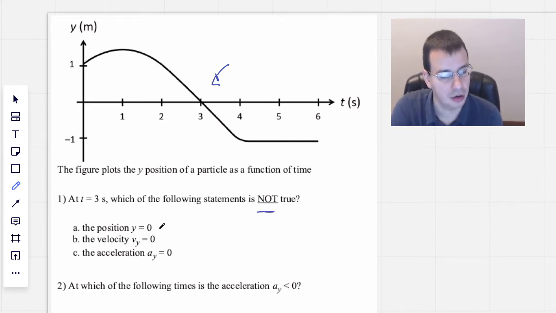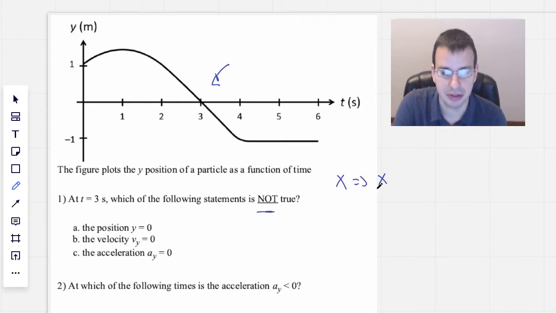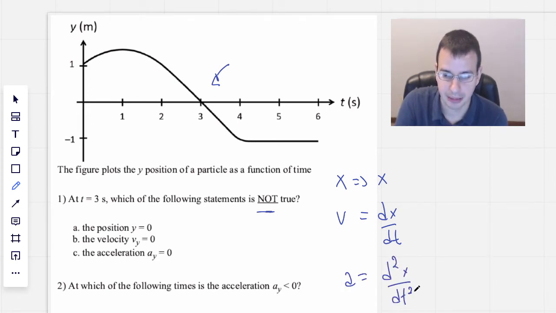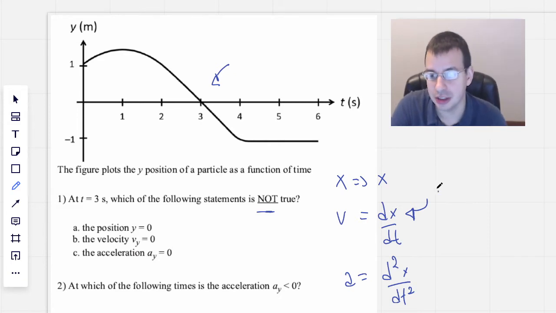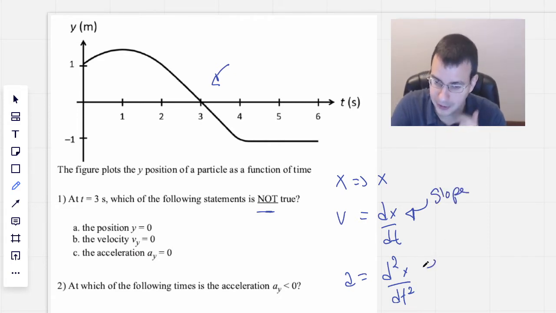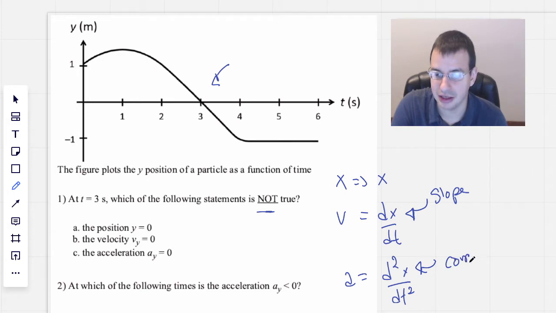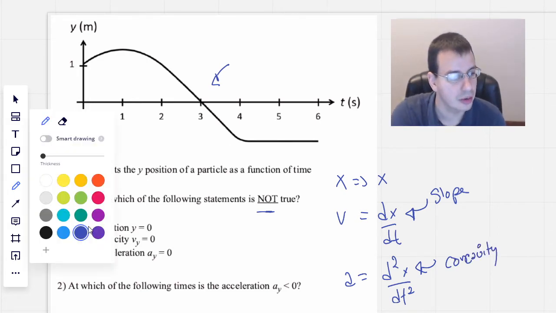Okay, so position, velocity. Basically the position is just going to be position. The speed or velocity will be the derivative of position with respect to time. This is calculus. And acceleration will be the second derivative of x with respect to time. So the first derivative with respect to time is going to be slope. This will be concavity. And we'll talk about that a little bit when we get to it.